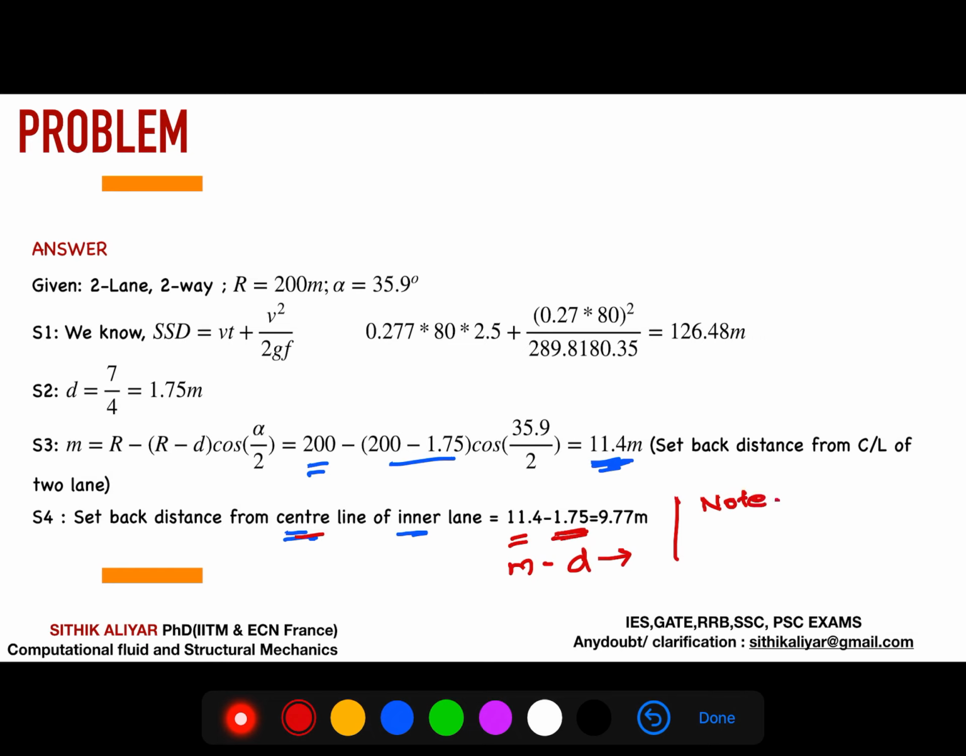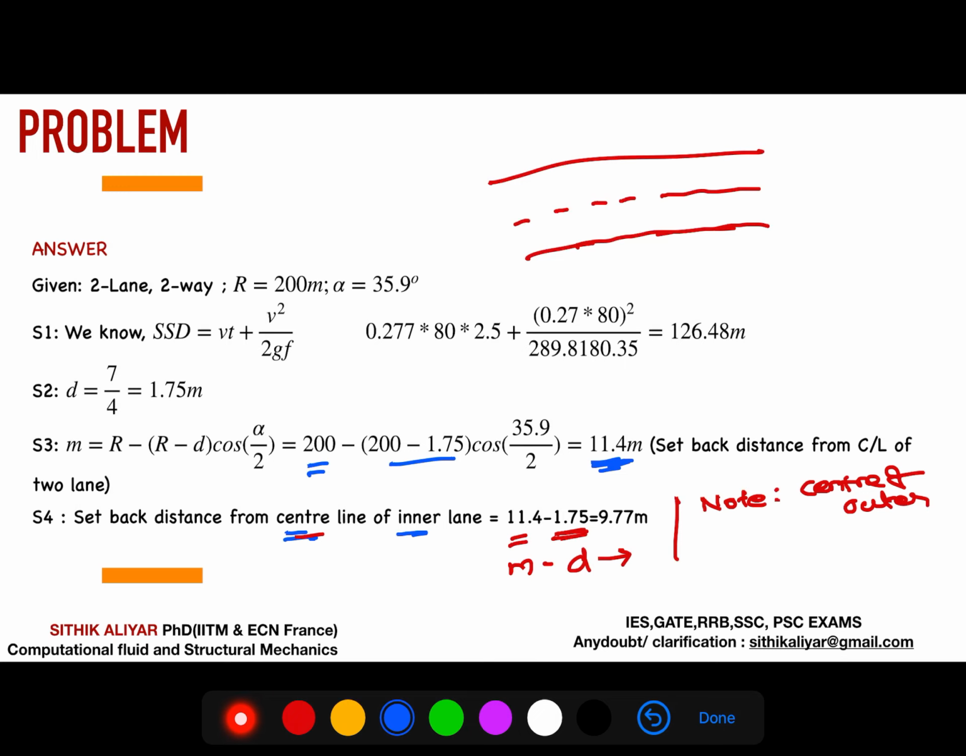If they are asking center line of the road to the center of the outer lane, there will be an outer lane. If it is a 2-lane road, there is an outer lane also, right? I can even show you in a figure. We know the setback distance is calculated from the center line of the road. When they are asking the setback distance from the center line of the outer lane of the road, then what you should do? You should add this one. It should be m plus d.